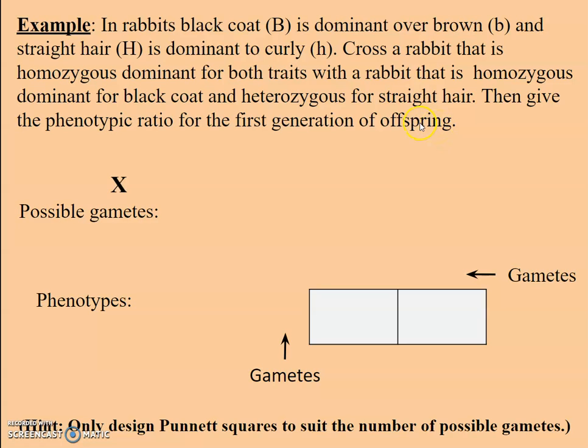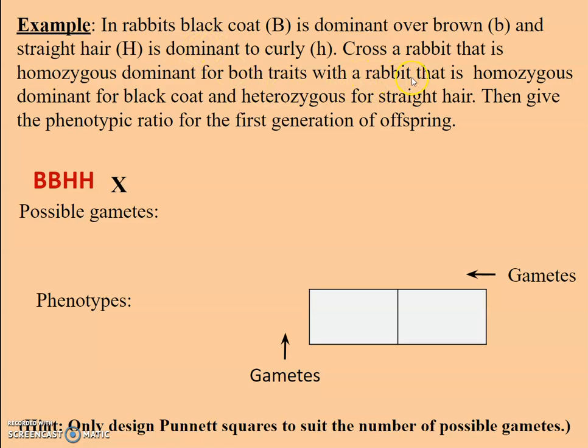So first we have to figure out what the parents are, right? So the first rabbit is homozygous dominant for both traits. So if it's homozygous dominant, it means that they're the same and that both of them are going to be dominant traits. And for both traits, so you're going to have a capital B, capital B, capital H, capital H. So that's going to be the genotype of our first parent.